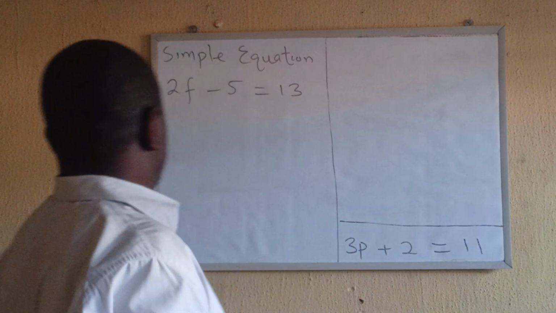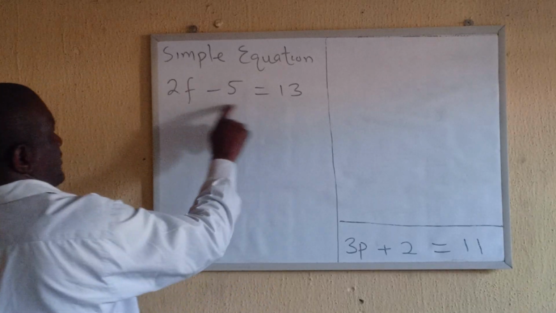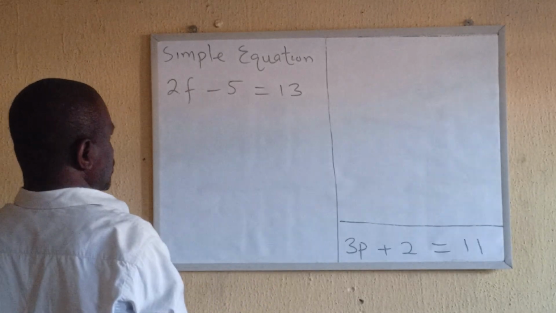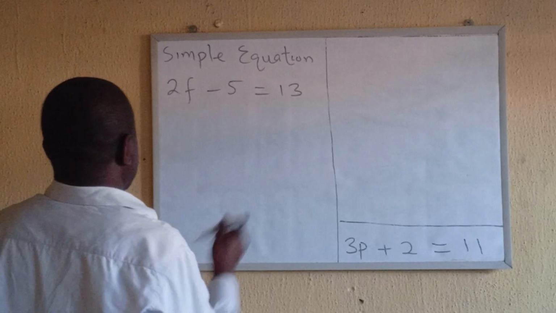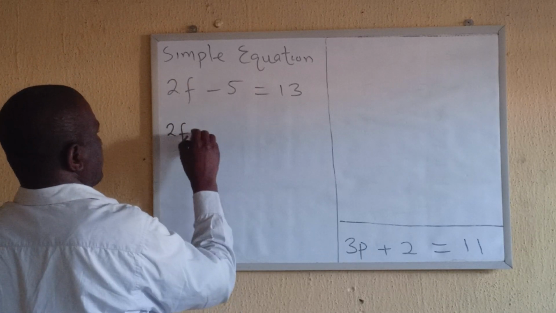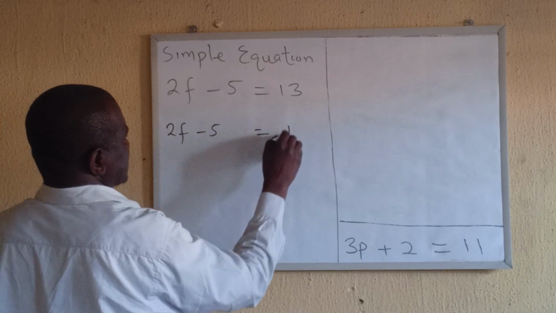Now I want to solve this simple equation. First of all, you should know that we are finding f, because f is the unknown. Now I want to solve it. That means I must repeat this the way it is. So 2f minus 5 is equals to 13.